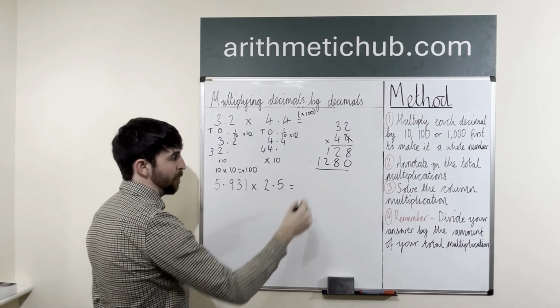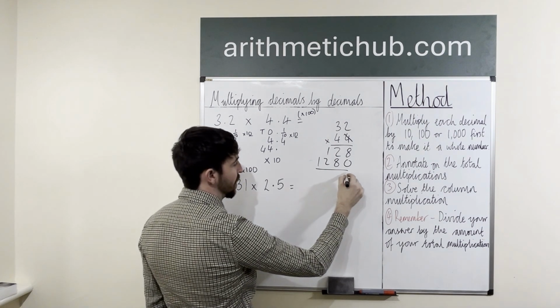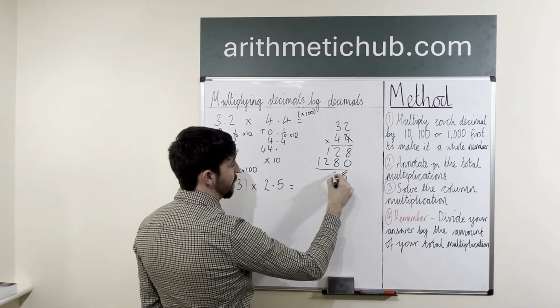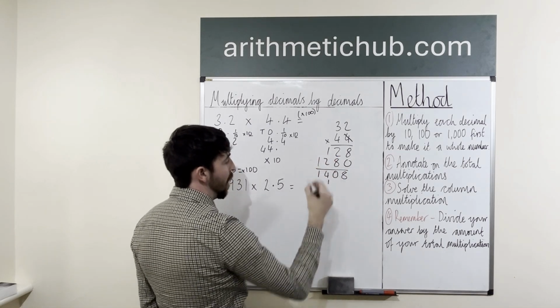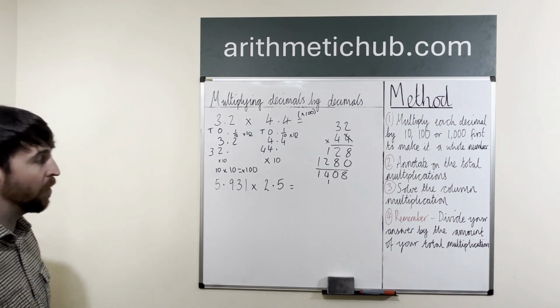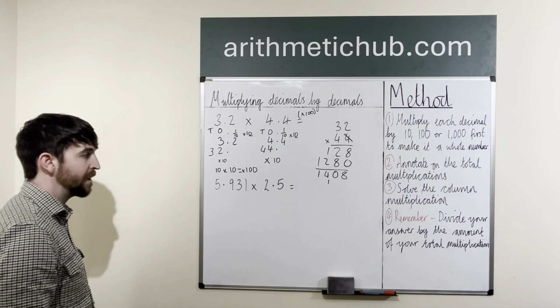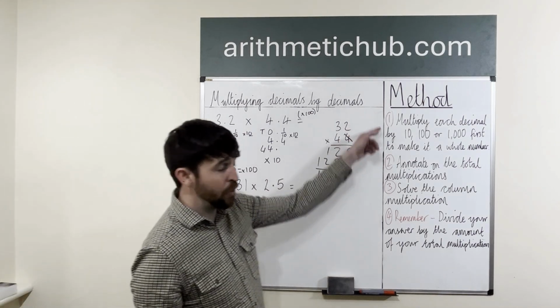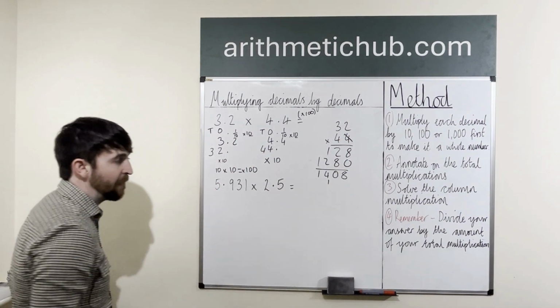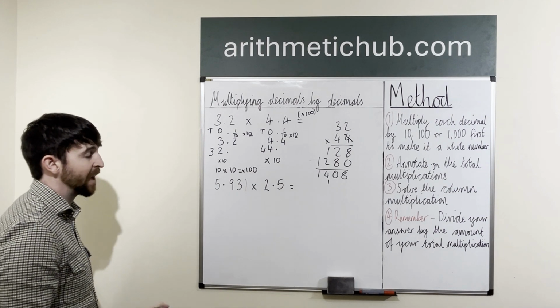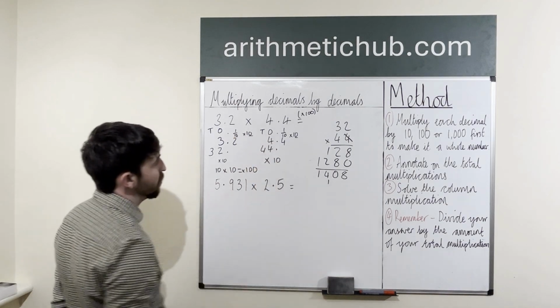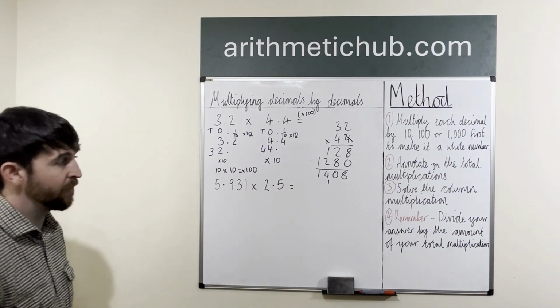And now I'm going to add them up. 8 add 0 is going to give me 8. 2 add 8 is going to give me 10. 1 add 2 is 3. Add the 1 is going to give me 4. And 1 add nothing is going to give me 1, for 1,408. Now, I've done my first 3 steps here, but my final step says, remember, divide your answer by the amount of your total multiplications, because 3.2 times 4.4 isn't going to be 1,408.